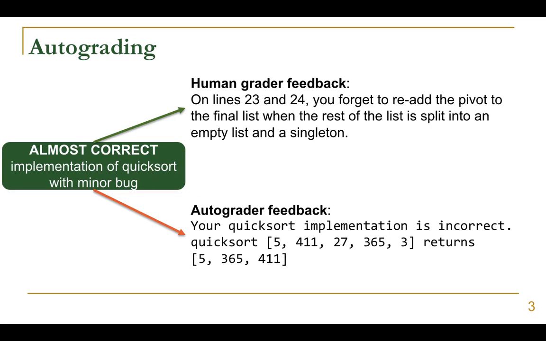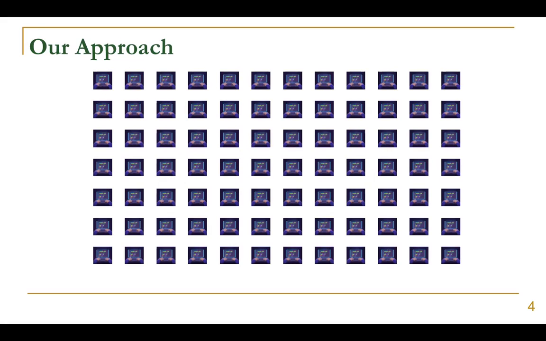Finally, the only output that autograders can provide is of the form: this is the output that your program gave for this input, but it should have given this other output. Whereas humans can actually note good and bad decisions that students made during their implementation and give feedback based off of that.